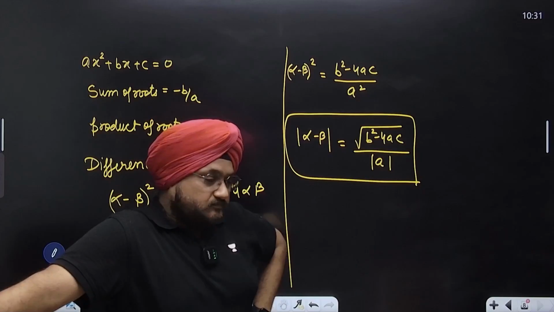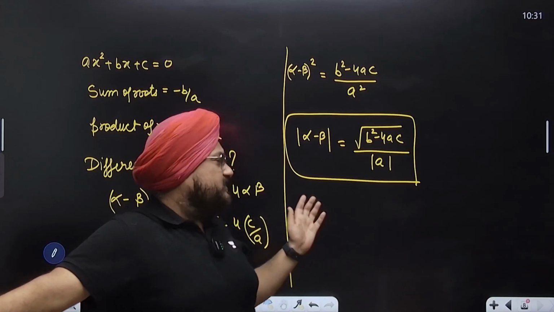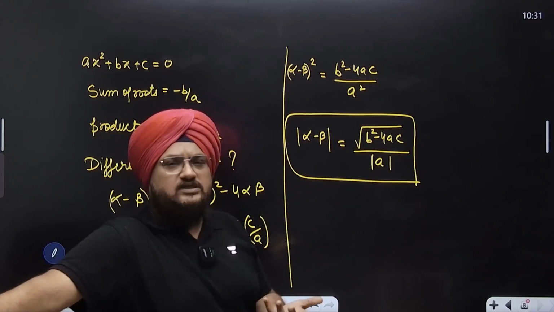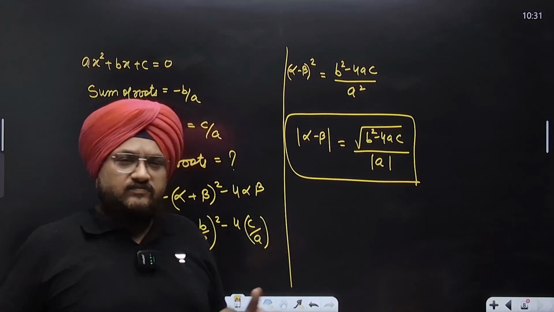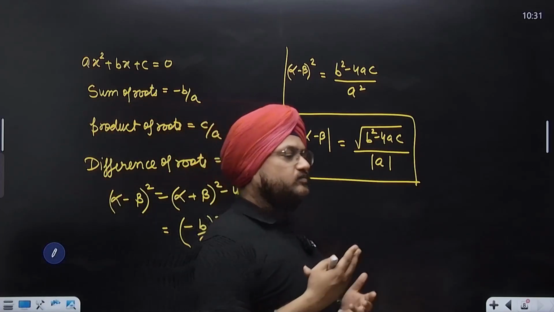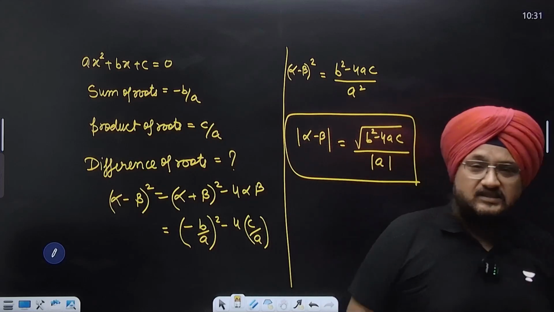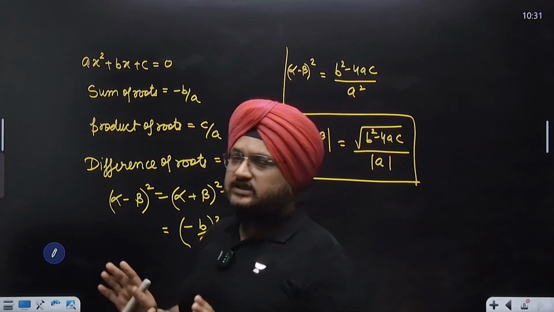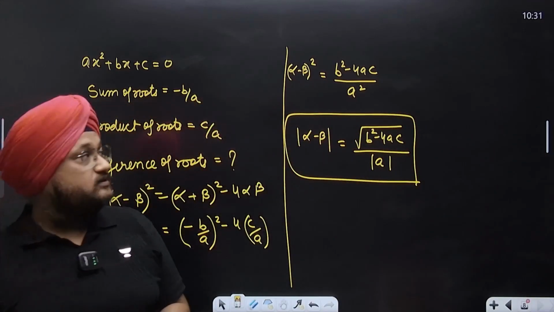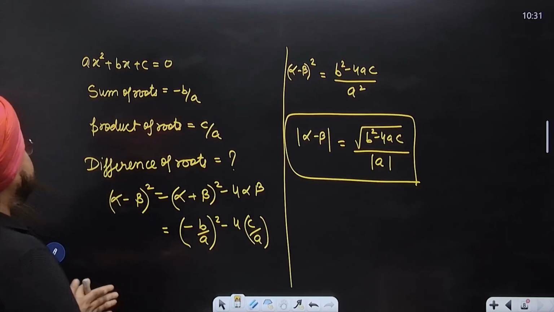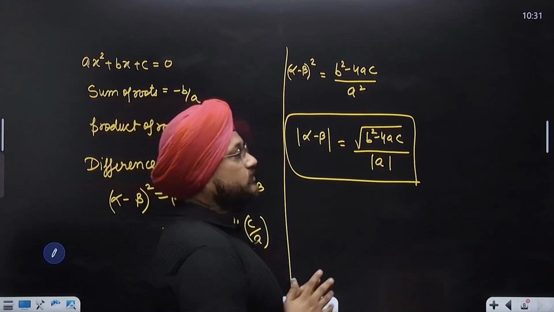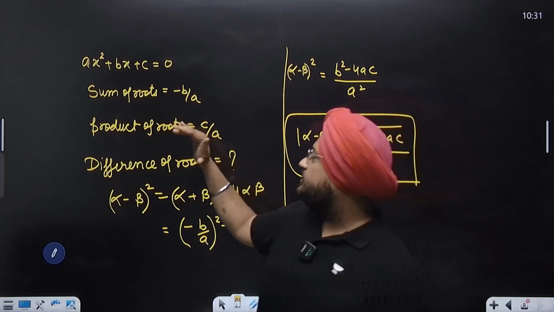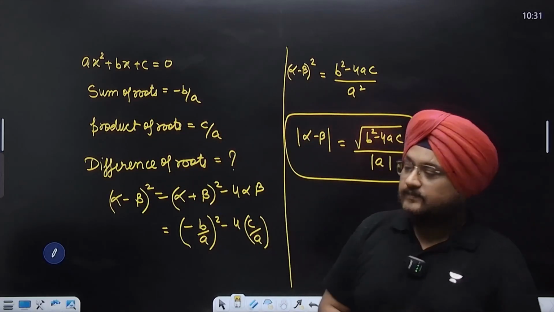See, now so many expressions can be found using sum and product: alpha square plus beta square, alpha cube plus beta cube, alpha cube minus beta cube, alpha power 4 plus beta power 4. These are the values which we can find using the sum of roots and product of roots. See, ax square plus bx plus c equal to 0, if it has roots alpha and beta, then sum of roots and product of roots we can write.